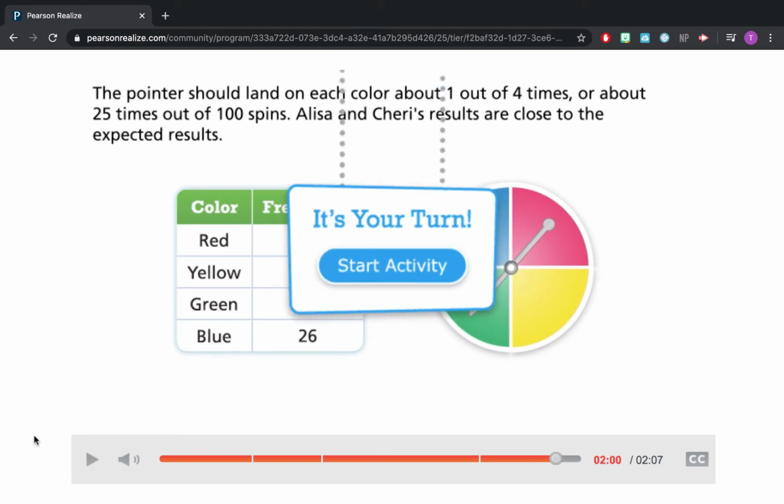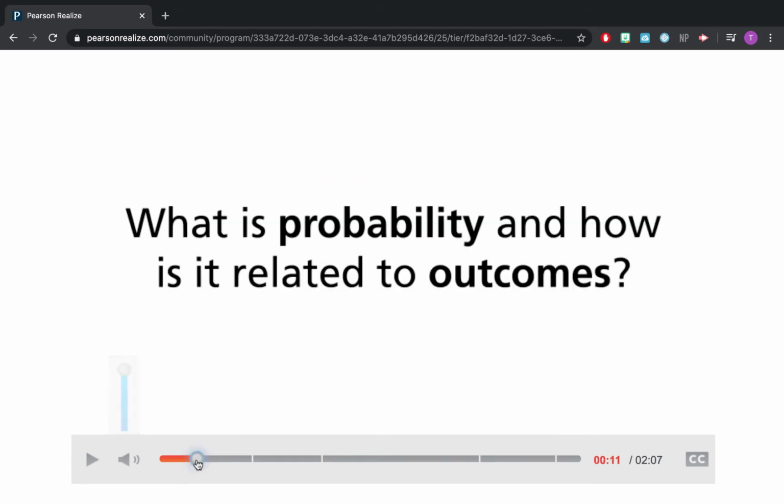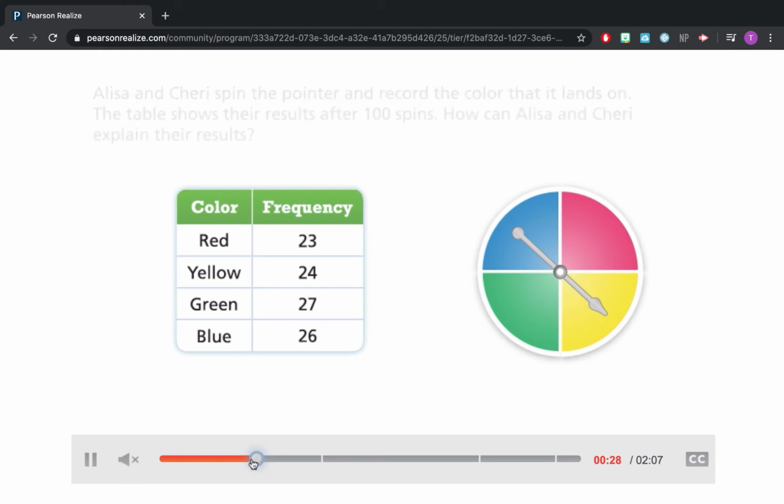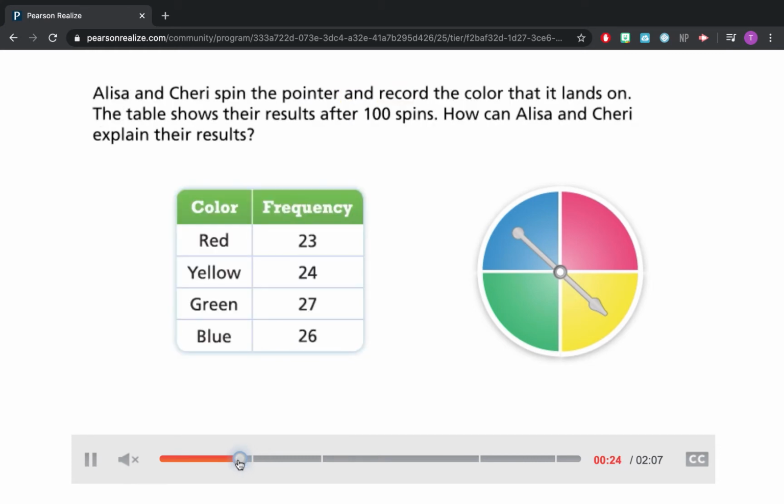Now, before we jump into the work for today, I want to go back to the table. 100 spins. There we go. How can Alyssa and Sherry... right here. And I want to explain why this table is not exactly 25 each time.